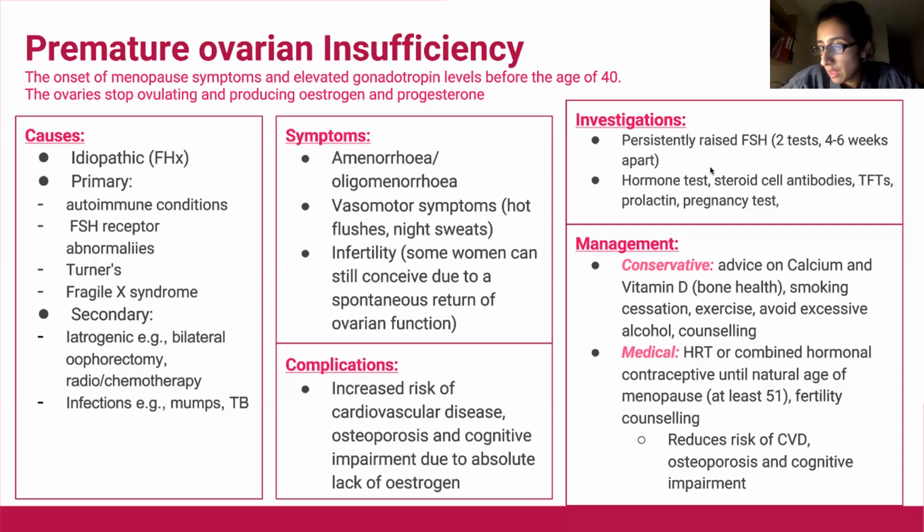They can also do transvaginal ultrasounds to directly look at the ovaries and see if there are any follicles there. So in terms of management, similar to menopause, conservative treatments would be things like smoking cessation, advice on bone health, counselling, and also addressing the fertility aspect, so potentially referring for IVF or fertility treatments. And then medical management, giving HRT till patients are about 51 years old to decrease the risk of these other complications.